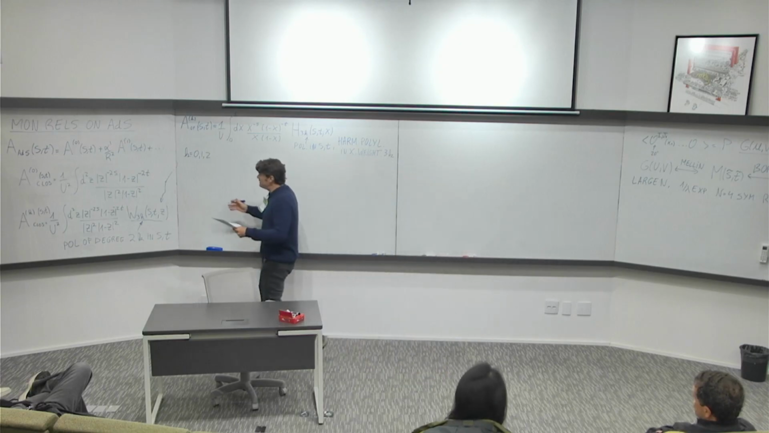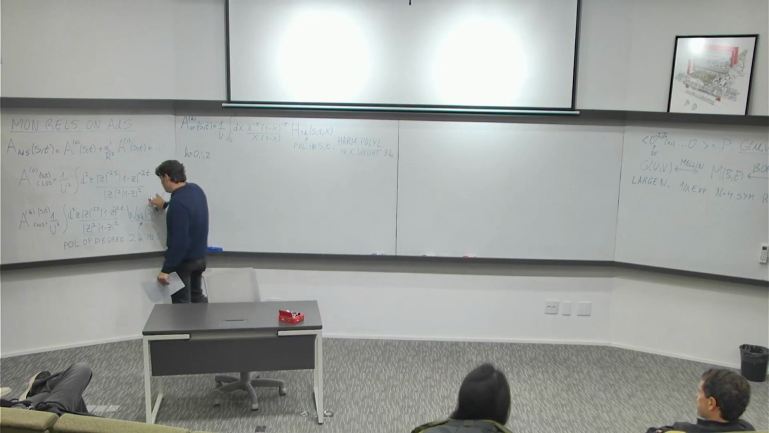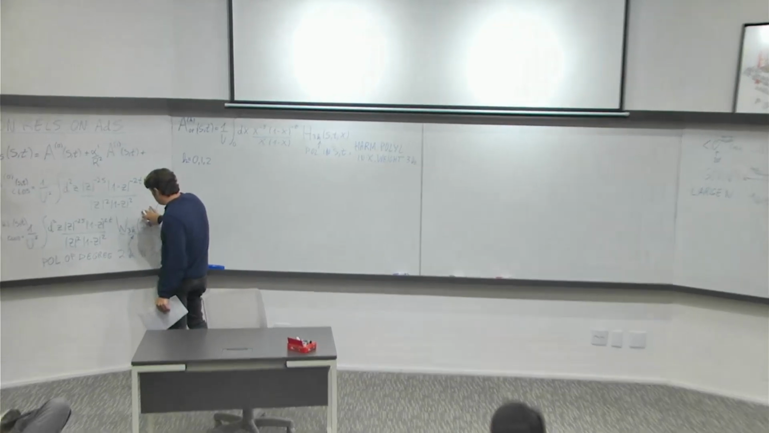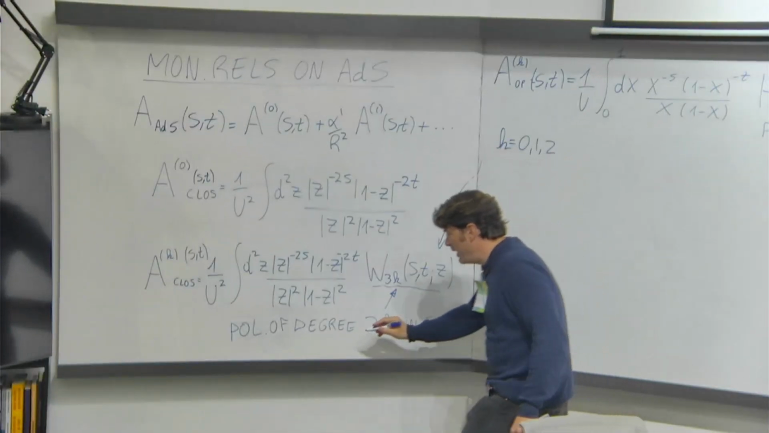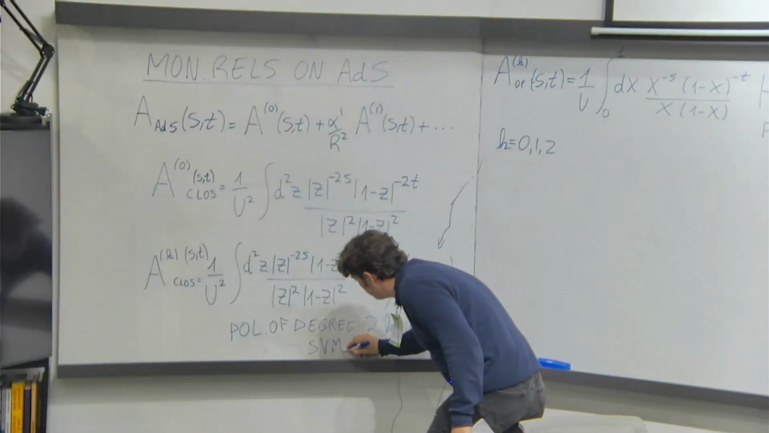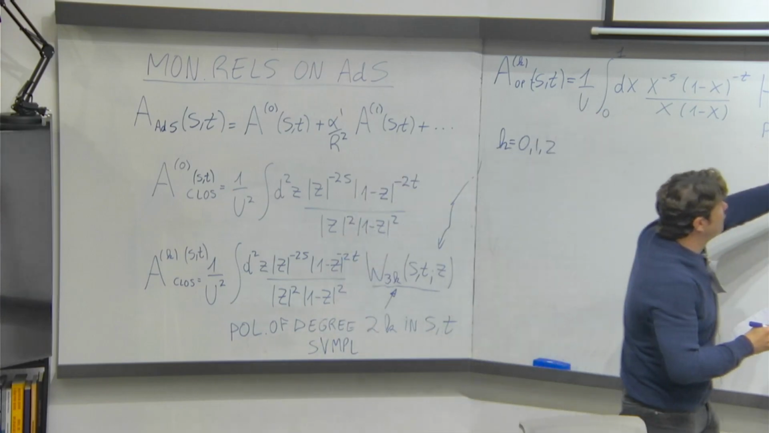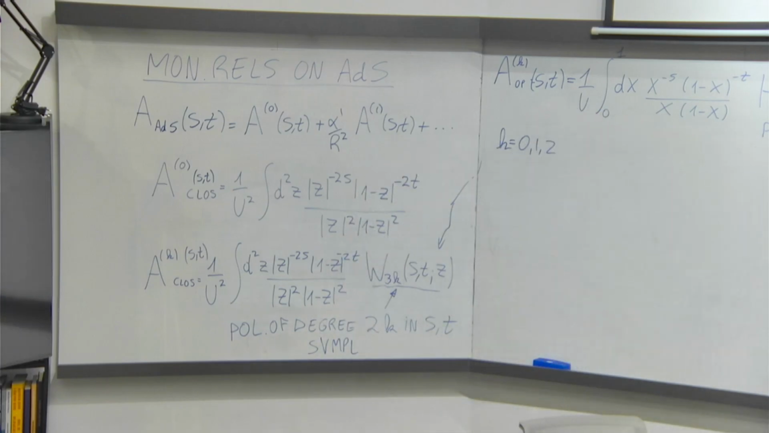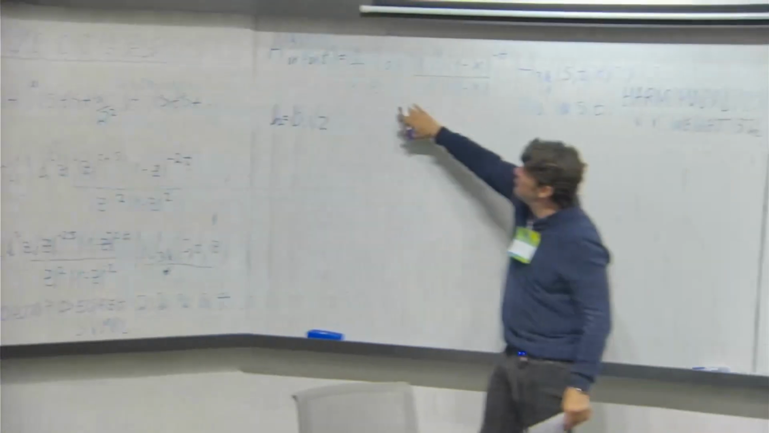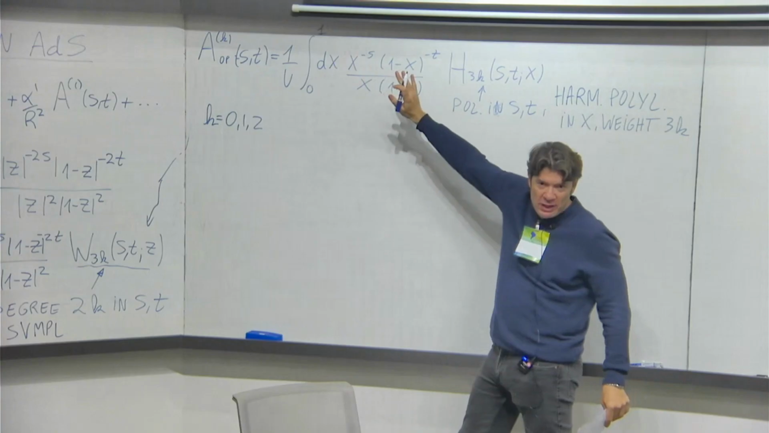Beautiful. So this is the structure of closed strings. Here we have some single-valued multiple polylogarithms. For the open string, we have the usual harmonic polylogarithms. They are multivalued, but we integrate them between 0 and 1, so we can always do that.